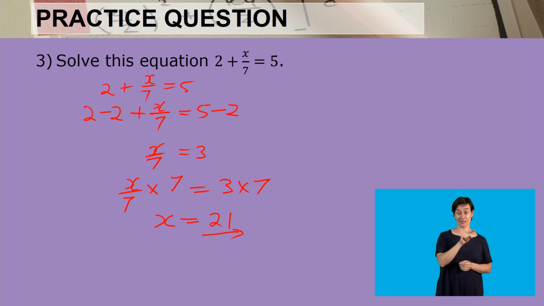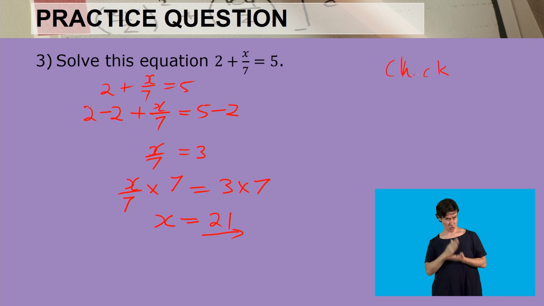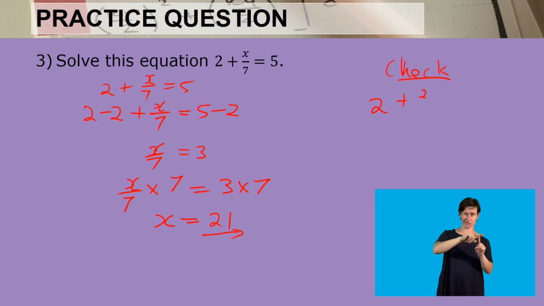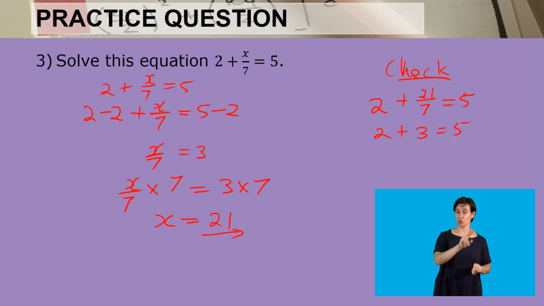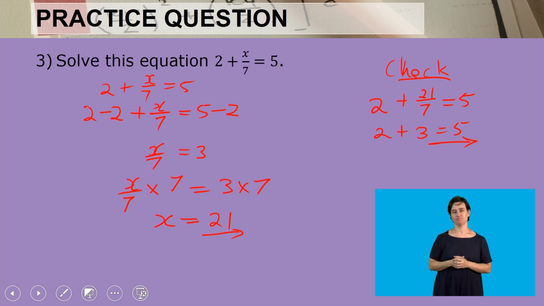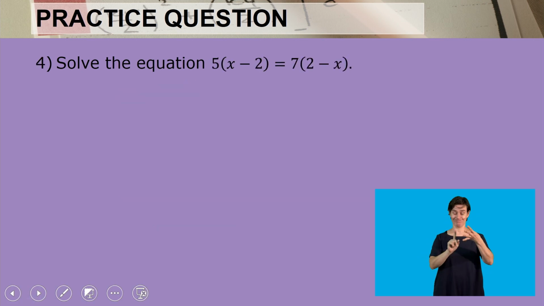So x represents 21. If we are to check our answer, it means it would be 2 plus, in the place of x, we put 21 divided by 7 equals 5. And then it would be 2 plus 21 divided by 7 is 3, and 2 plus 3 is 5. So our answer is correct. All right, let's go on to the next one.